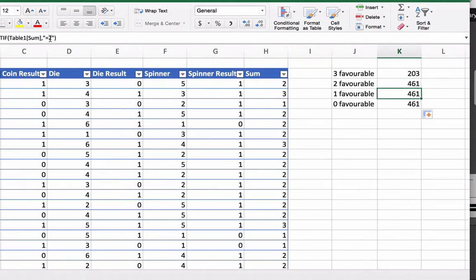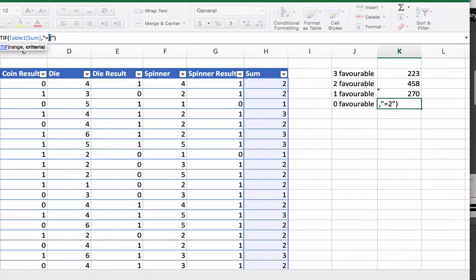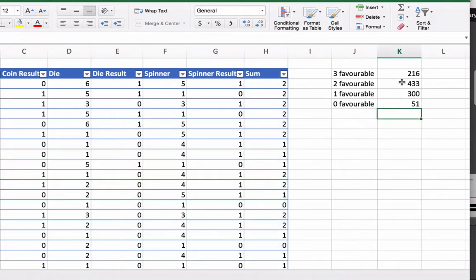And change these to 1 and to 0. And remember, 0 was 5%, so we expect a number somewhere around 50 for number of favorable outcomes, and we got 51.